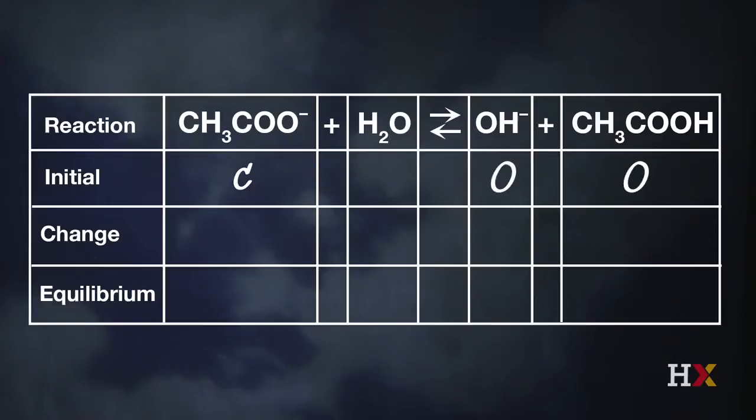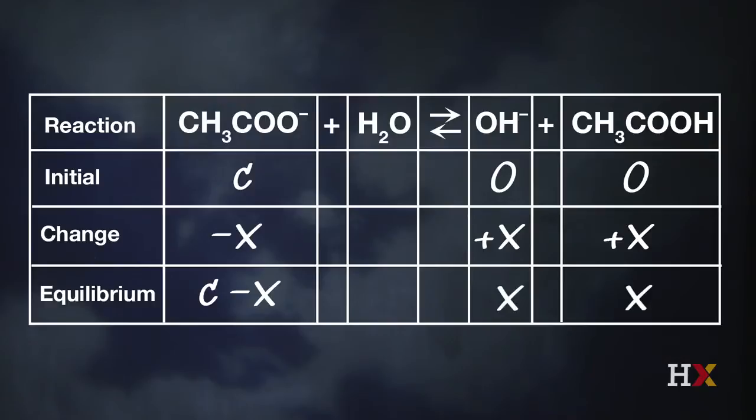Now the change, the C in RICE, is going to be some removal of that anion resulting from the reaction of water with it, producing an equal amount of the OH minus and the acetic acid molecule. At equilibrium, we now have the ability to write down the concentration of the anion, that's C minus X, and the concentration of the OH minus and the acetic acid is identically X.